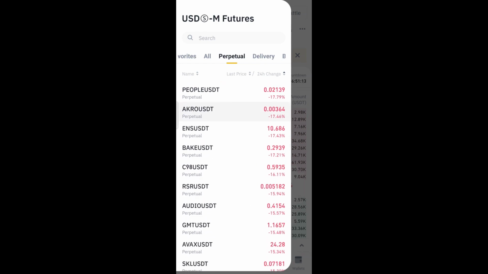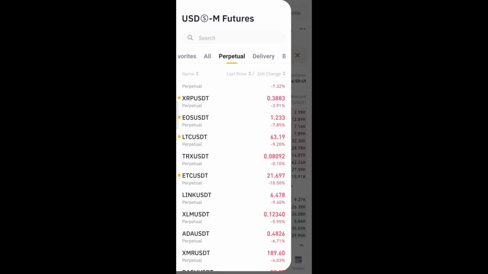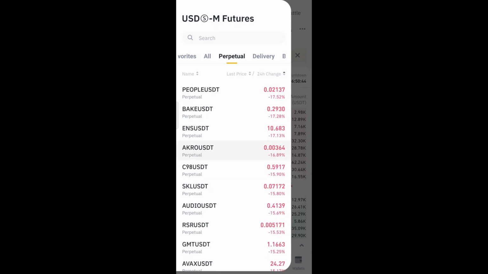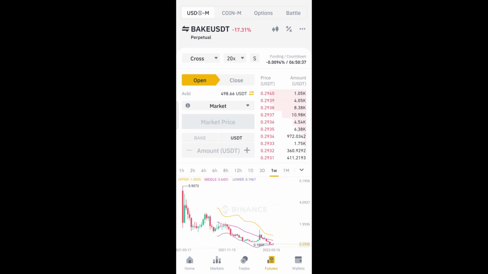And I usually will just see which coin has the lowest change, which has the highest change. The market right now is most likely going down, so I probably will see something like, let's see, for example, I want to choose BAKE here, and then you can see this is the chart down there. Click on it. So here is where you do your own technical analysis.